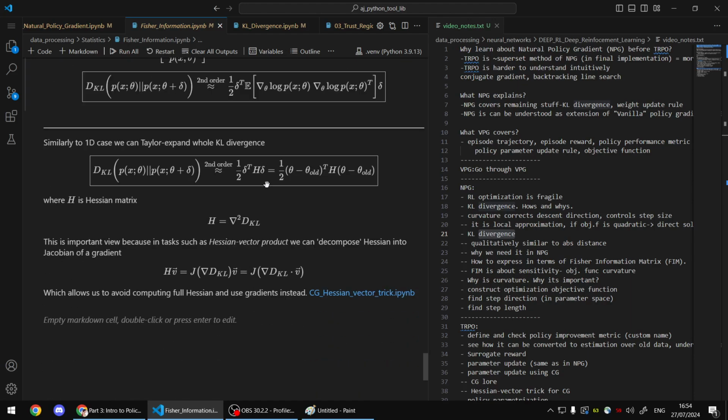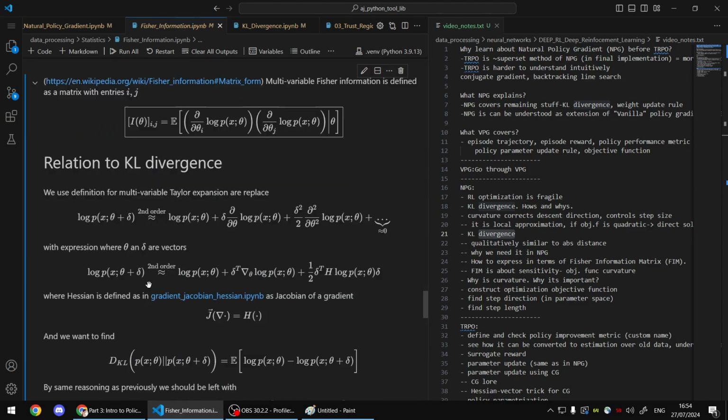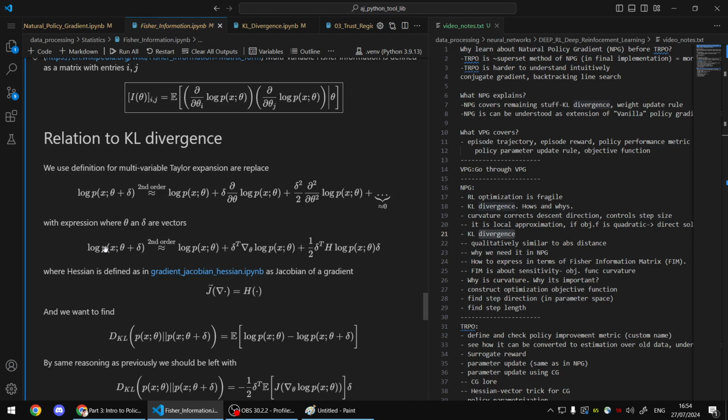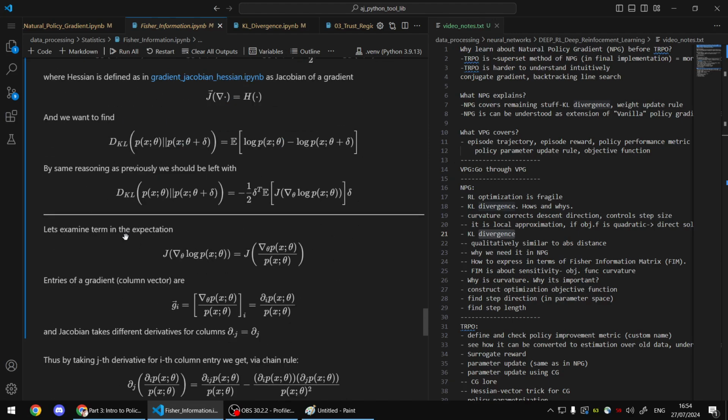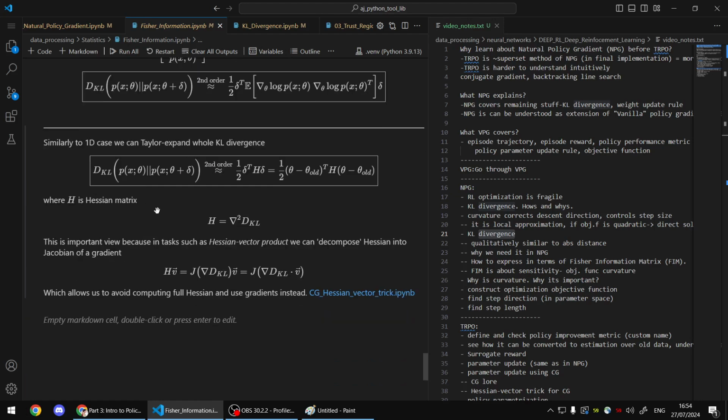Maybe it's worth mentioning that the way I did it here, I basically expanded inside of the KL divergence. I guess it works, right? But usually people start more abstractly. They say that we will expand the whole KL divergence.